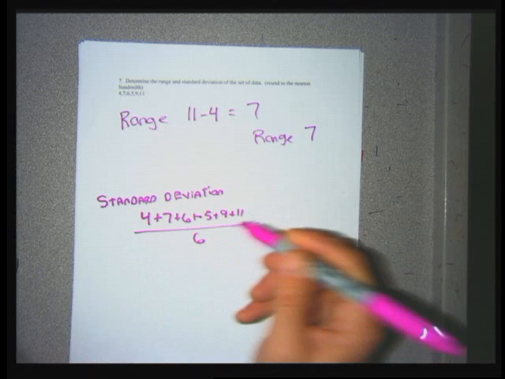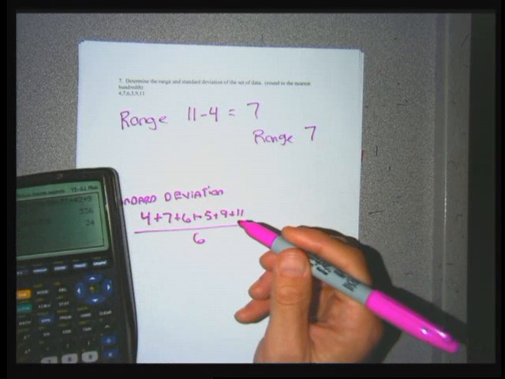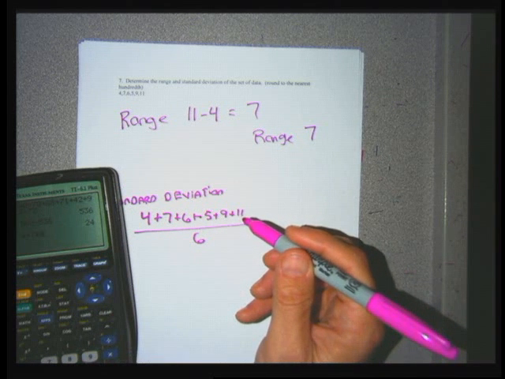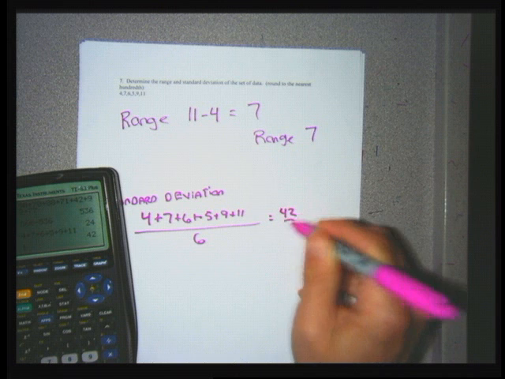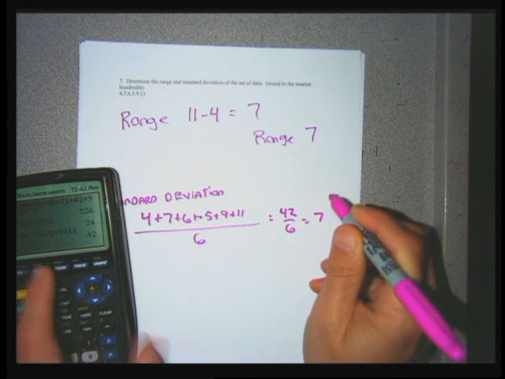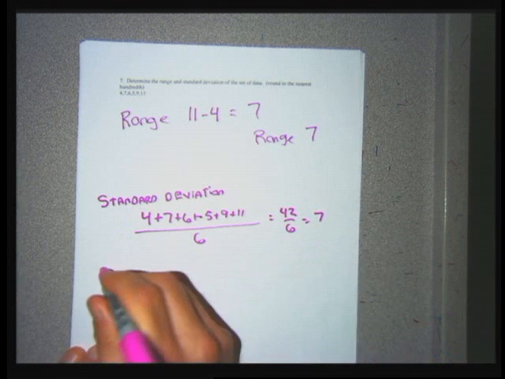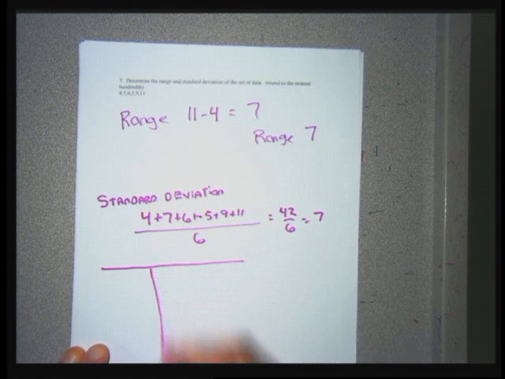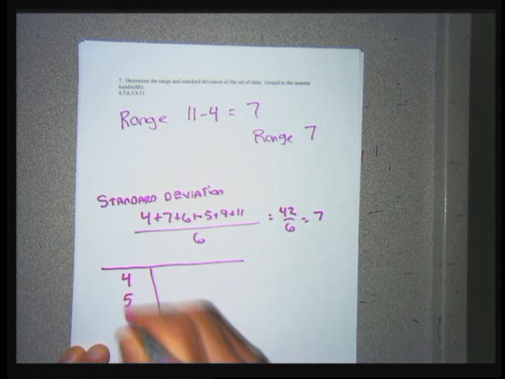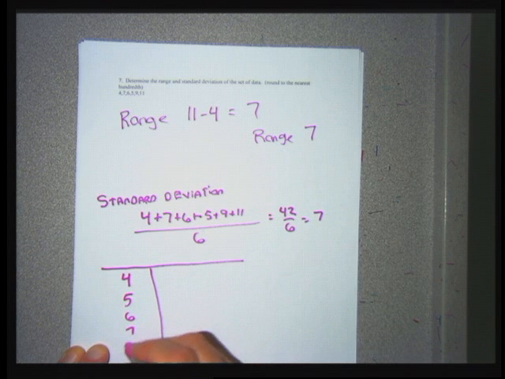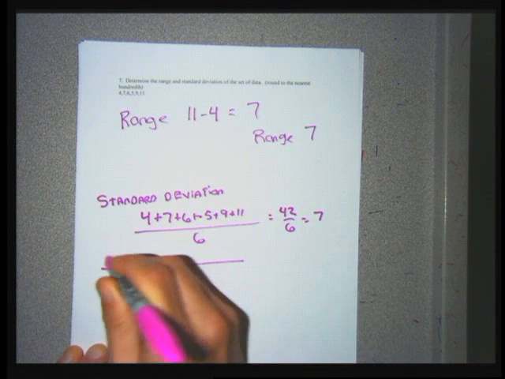I add up all 6 data pieces, which is 4 plus 7 plus 6 plus 5 plus 9 plus 11. I get 42. Divide by 6, I get 7. And then I'm going to make up a column. I'm going to write each score. It doesn't really have to be in ascending order, but I'm going to change them to ascending order. So this is just the score.